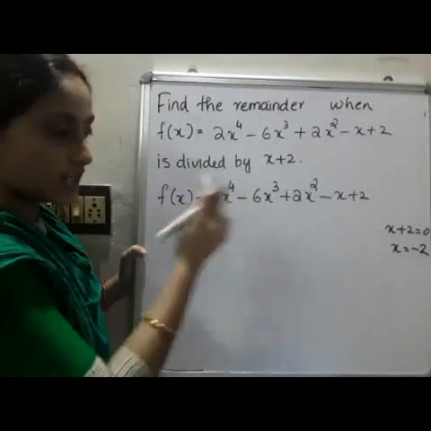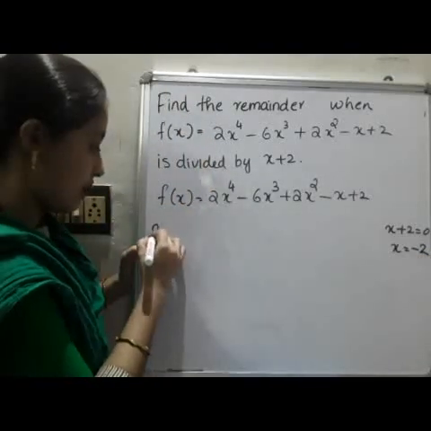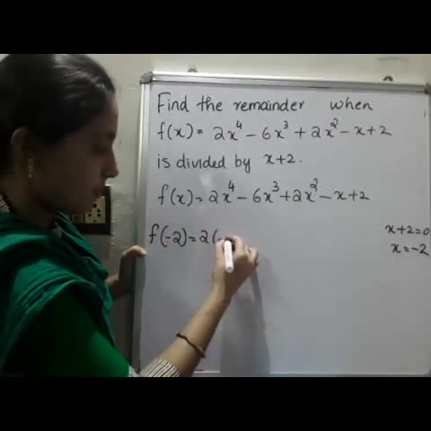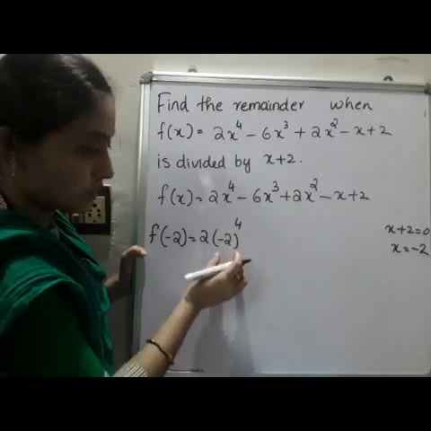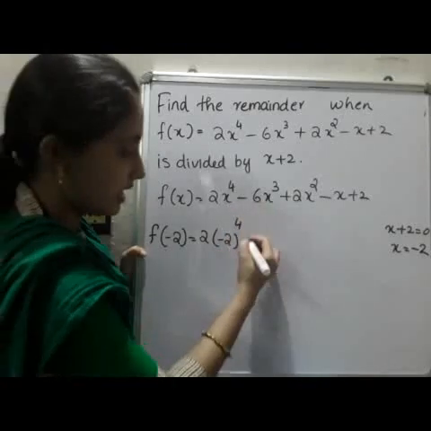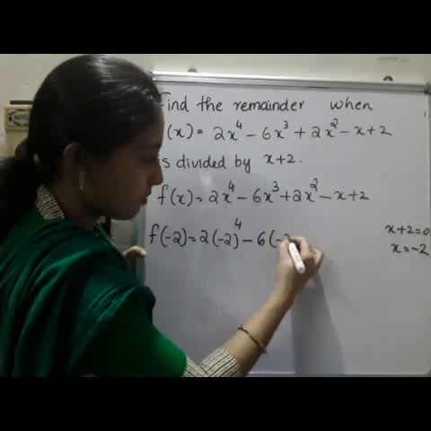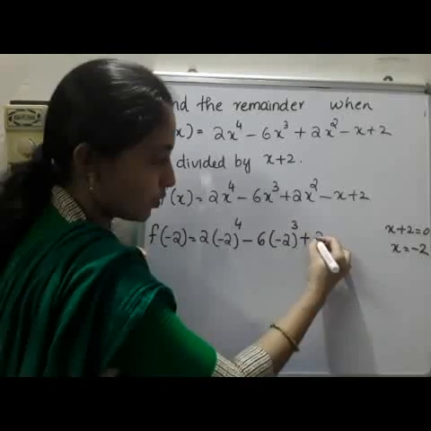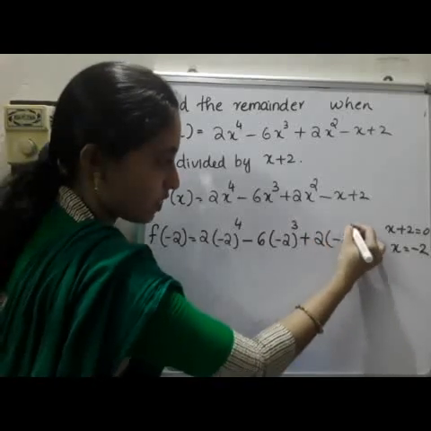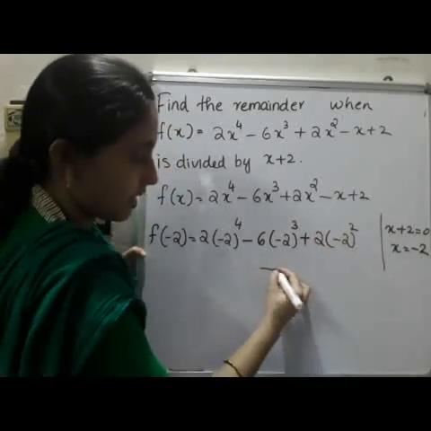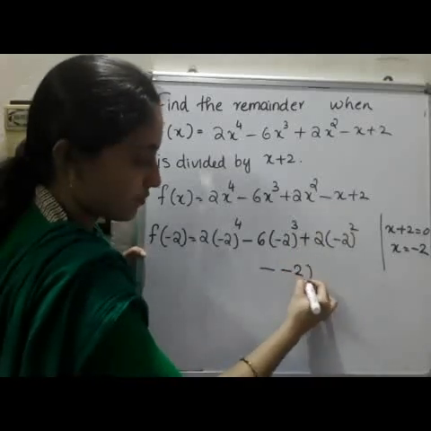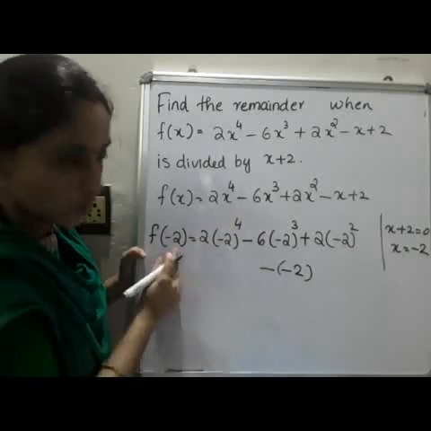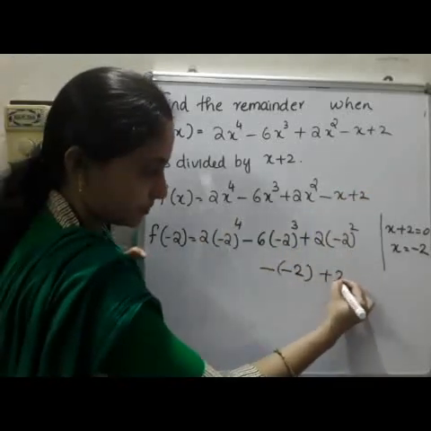So replacing all x by this number, minus 2. So f of minus 2 is equal to 2 into minus 2 raised to 4. You have to put the bracket because negative is there. Then minus 6 into minus 2 the whole raised to 3. Then plus 2 into minus 2 the whole square. Okay, then minus x. Please listen here. This minus you have to put, replacing x by what? Minus 2. Then plus 2.